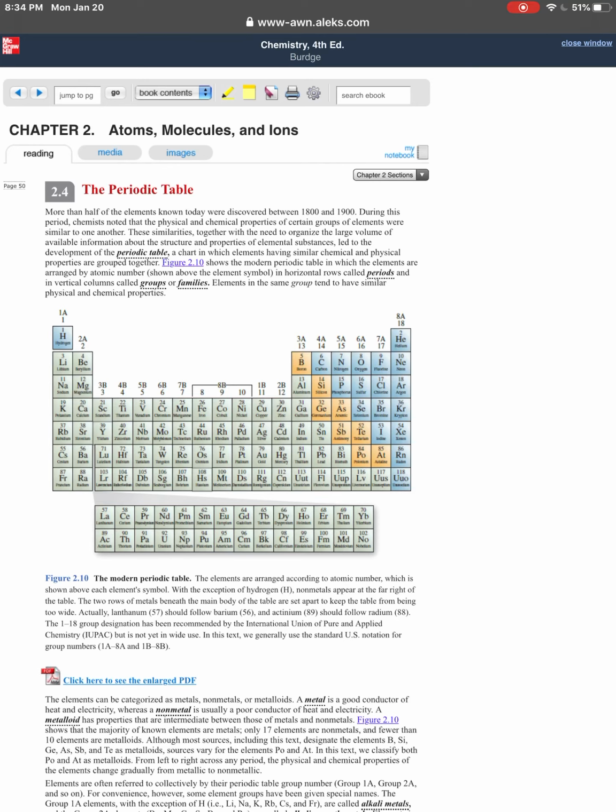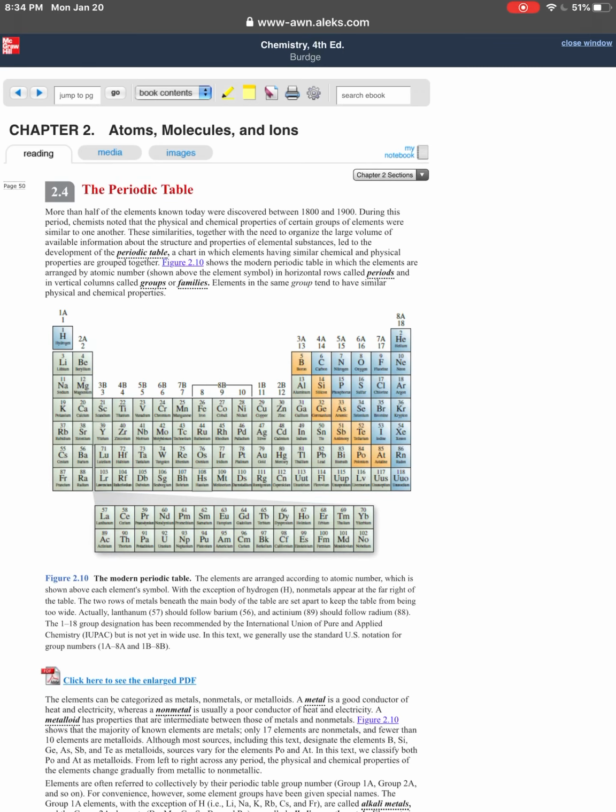The periodic table. Right now it is believed that there's 118 elements that have been discovered. Some of them are unstable. Many of them are unstable, and so you don't find them in nature. By the time you get up to 92, 92 is pretty much the end point in nature.